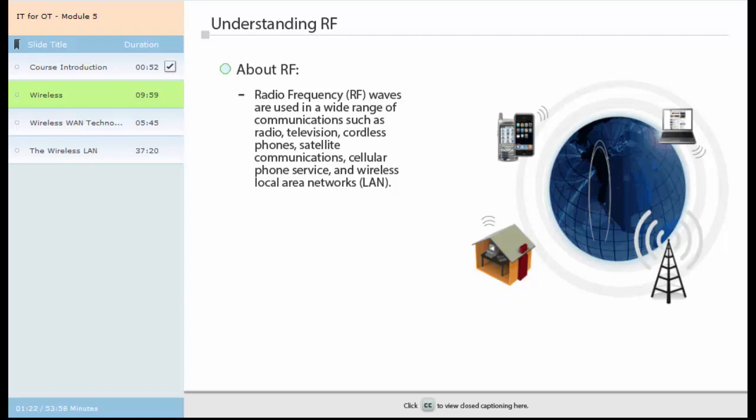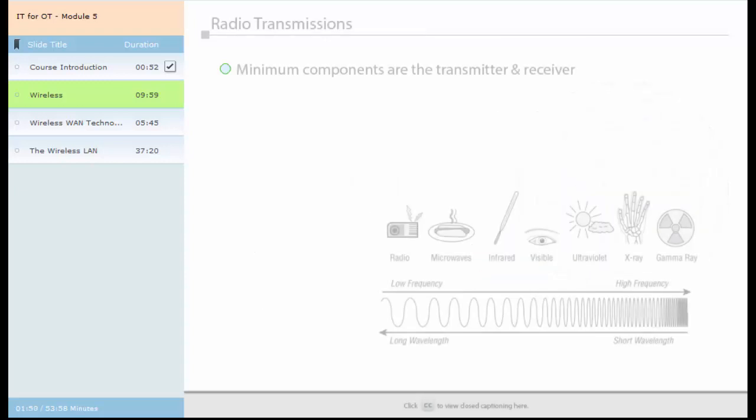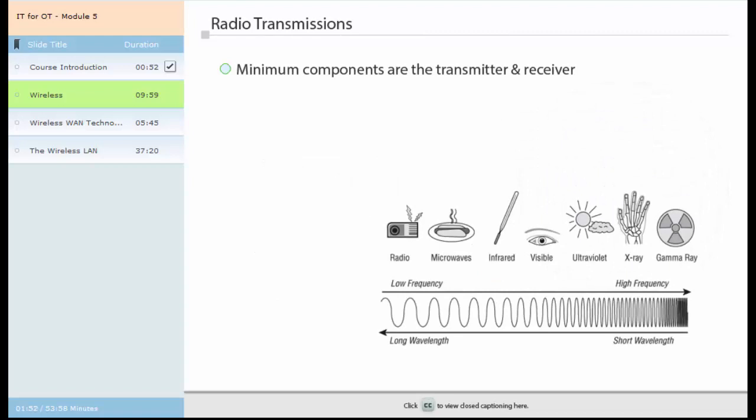RF energy is emitted from the numerous devices that use the energy for various types of communications. RF signals start with a high-frequency AC passing over a copper cable that is connected to antennas. These antennas will then transform the received electrical signal into radio waves that transmit through the air. A basic understanding of some of the concepts of physics as they relate to RF is important for any wireless networking professional. Radio transmission consists of two components, a transmitter and receiver.